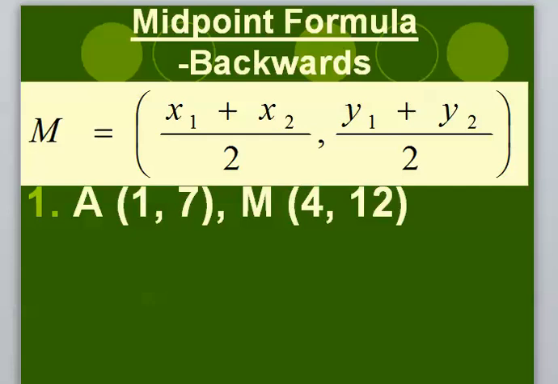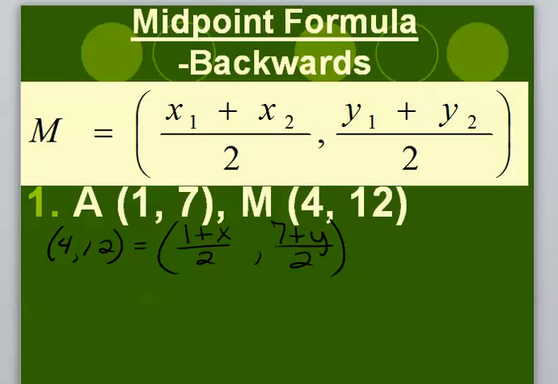So I'm just going to plug in what I know. I know the midpoint M is (4, 12). That's an x value and a y value. And to get that, what we've done is we've added the x's, divided by 2, added the y's, divided by 2. Now I know my first x value is 1 from point A, but I don't know the second one, so I'm going to put the letter x. I know the first y value is 7 from point A, but I don't know the y value for point B, so I'm going to put the letter y.